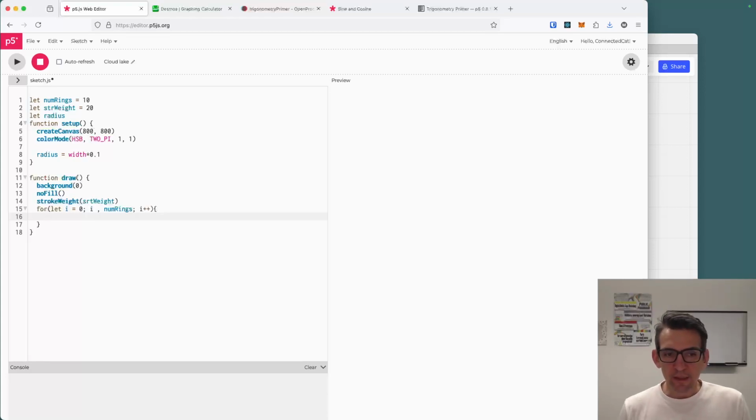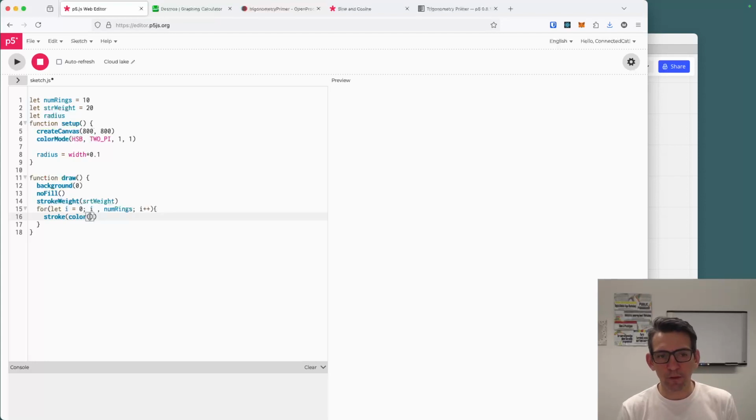So first, I need to set the color of my ring, right? And we've already looked at how we can do this. So the color of the stroke is going to be color, right? So it's going to be some kind of a color. And I'm using a bit of a shorthand here.